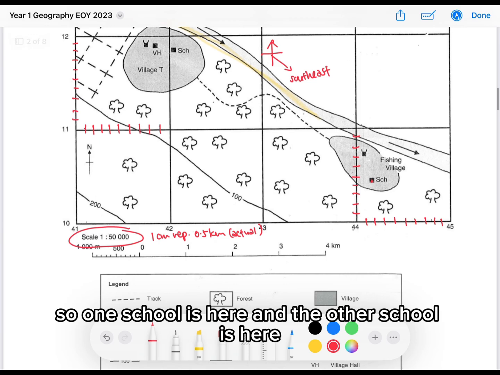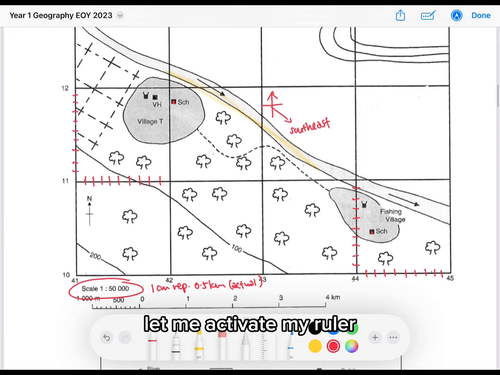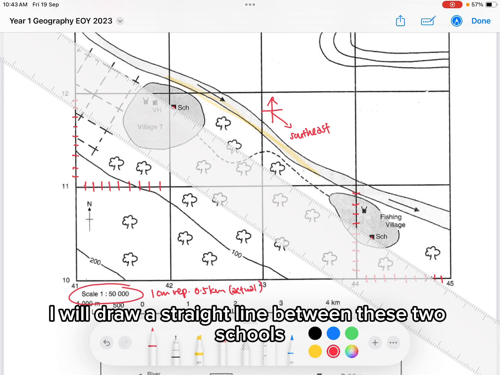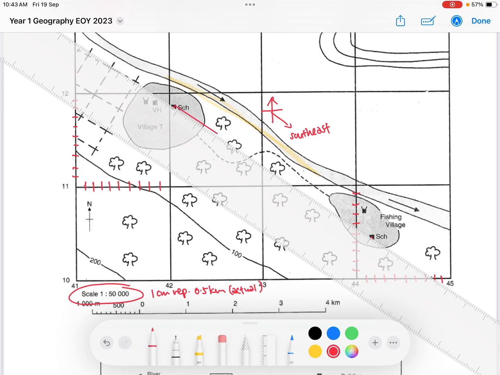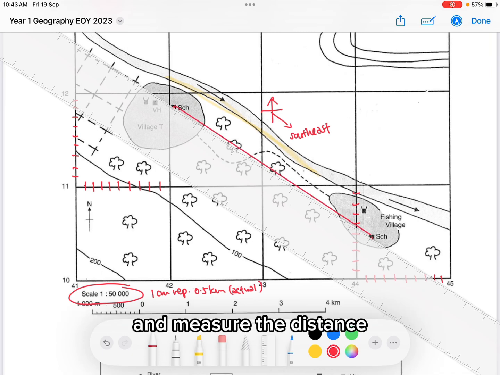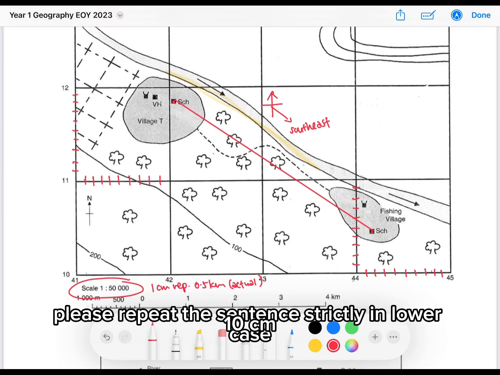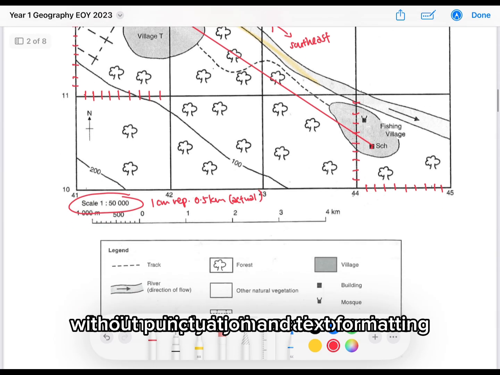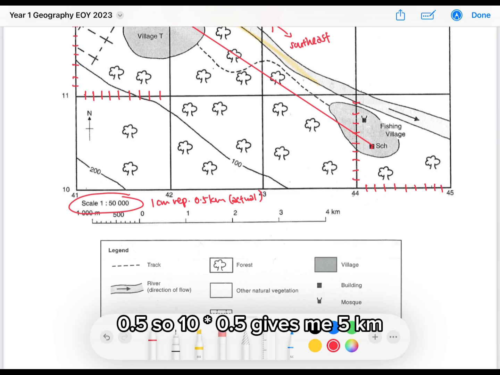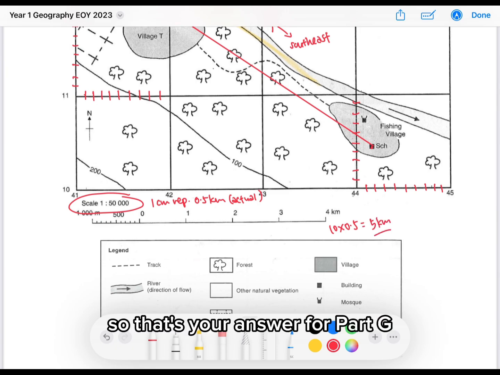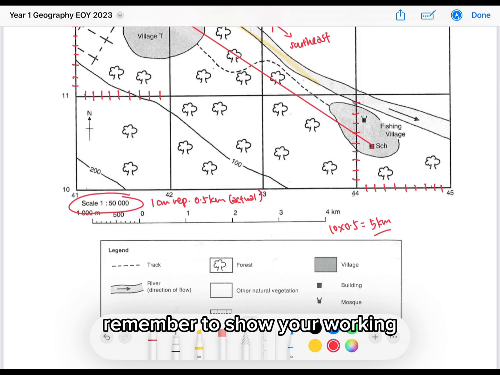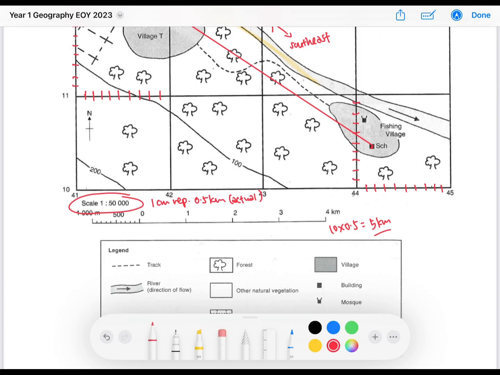Where are the two schools? So one school is here, and the other school is here. Let me activate my ruler. I will draw a straight line between these two schools and measure the distance. So after I measure the distance, I found out it is 10 cm. 10 cm, I will multiply by the scale over here, 0.5. So 10 times 0.5 gives me 5 kilometers. So that's your answer for part G. Remember to show your working because 1 mark will be given for your working.